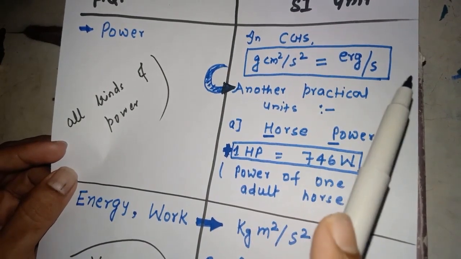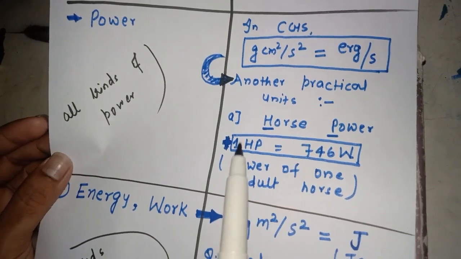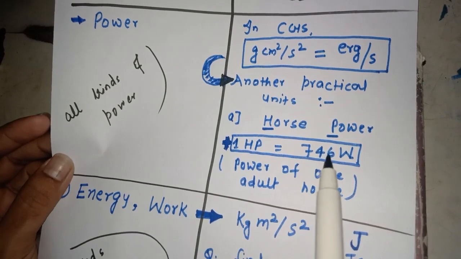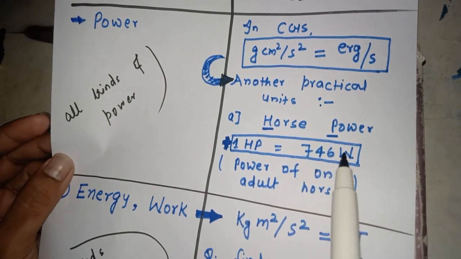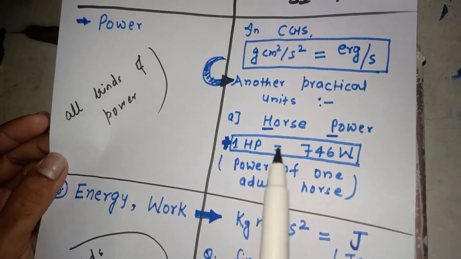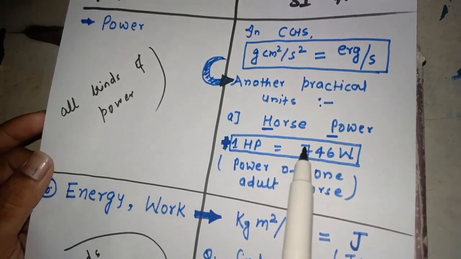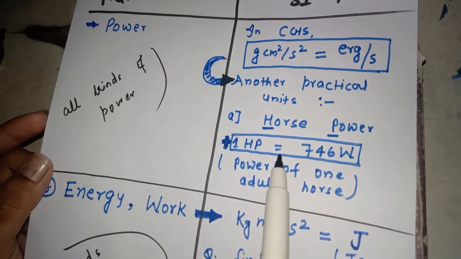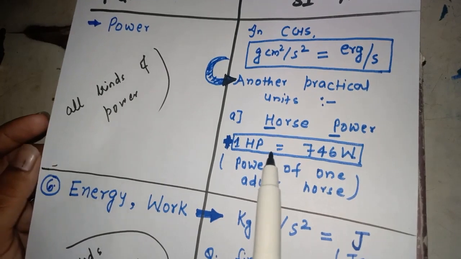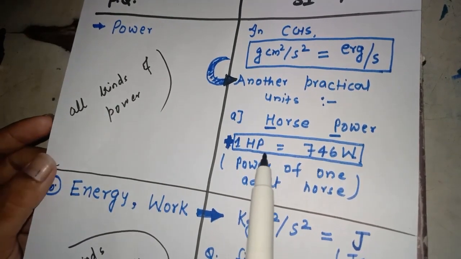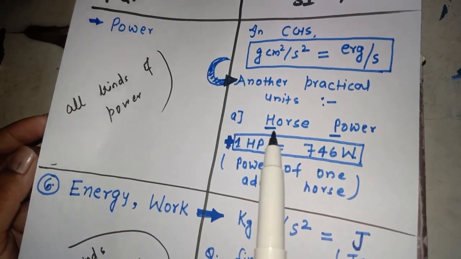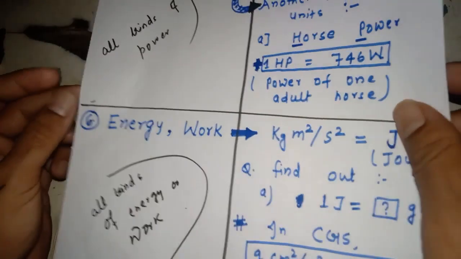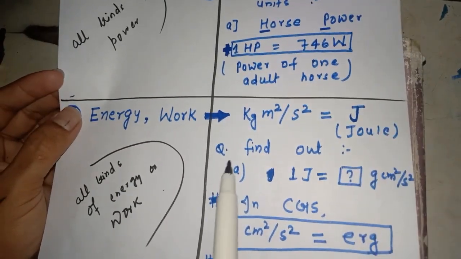Now another case is in the CGS system, where it is denoted as erg per second, and another practical unit is horsepower. 1 horsepower equals 746 watt. It means a machine can do 746 watt of work. If a machine can do 746 watt, then an adult horse can also do the same work. So 1 horsepower is 746 watt. In Britain, power is denoted by horsepower, because everything was done by the horse in ancient times.